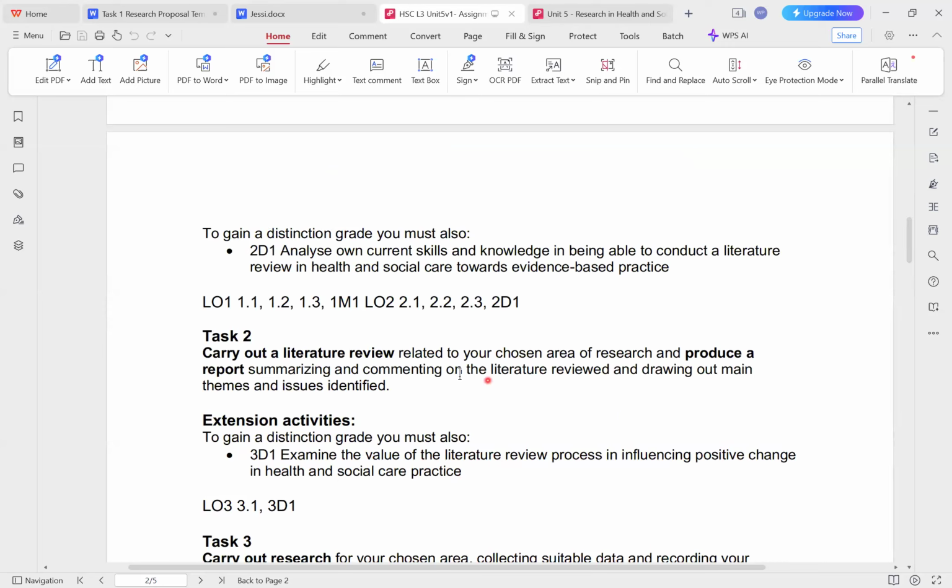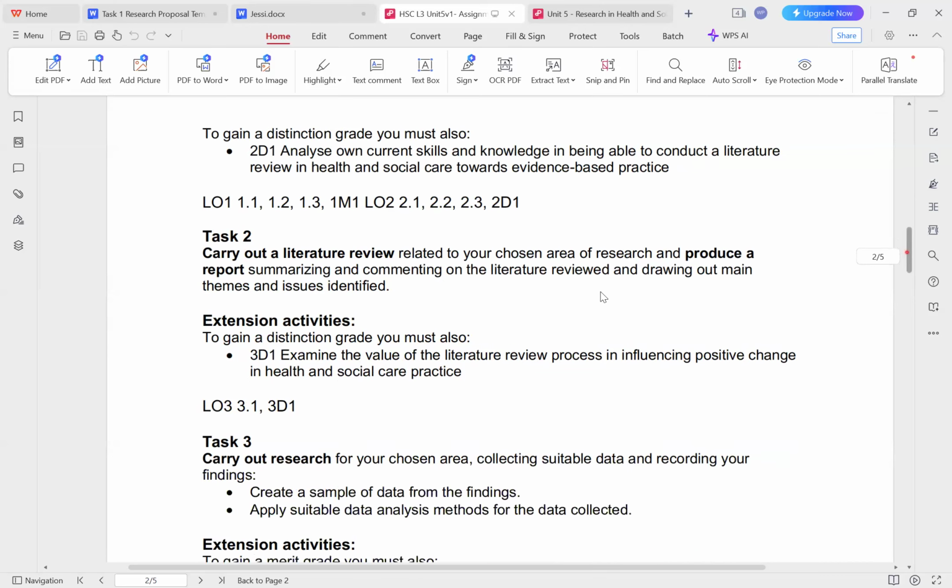Here you would want to carry out a literature review now and then produce a report summarizing and commenting on the literature reviewed and drawing out main themes and issues identified. And the third point is to carry out research for your chosen area, collecting suitable data and recording the findings.